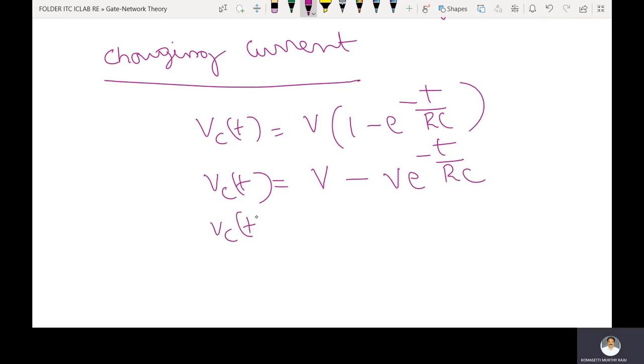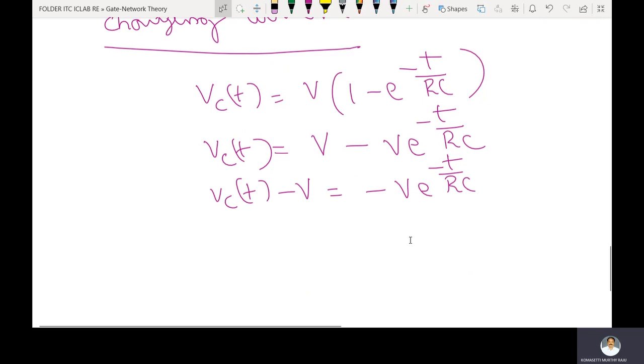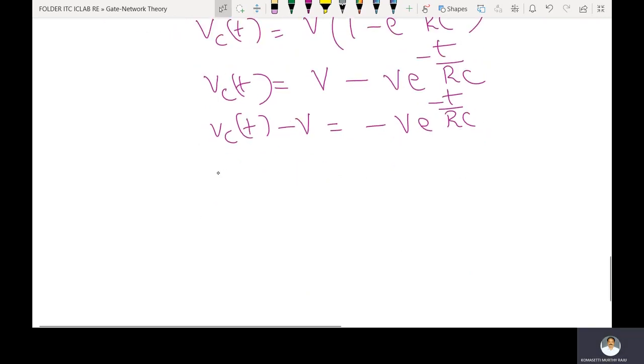Vc of t minus V is equal to minus V into e power minus t by RC. Change in notation: V minus Vc of t is equal to V into e power minus t by RC.